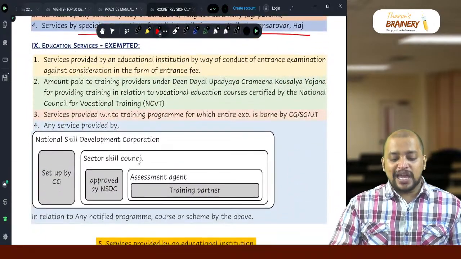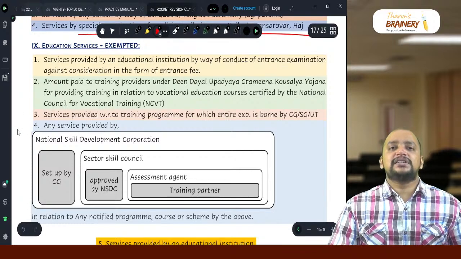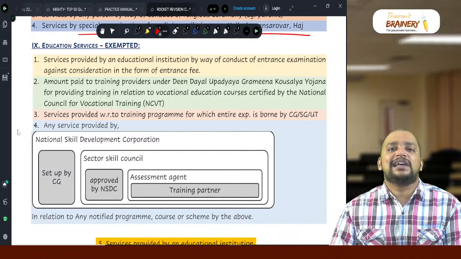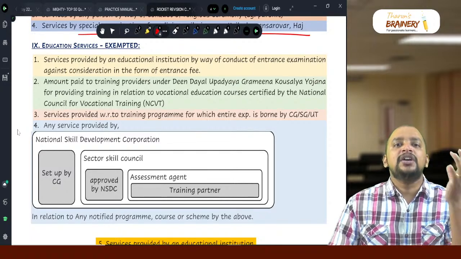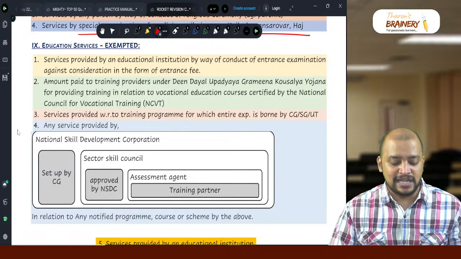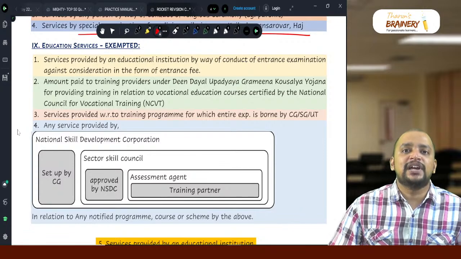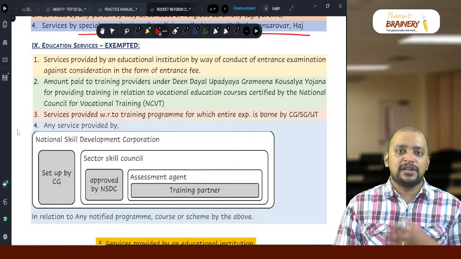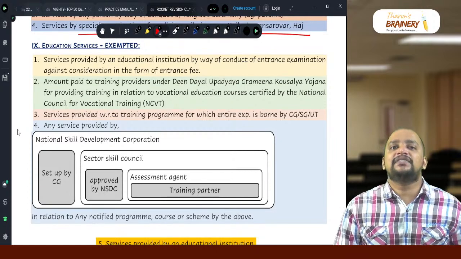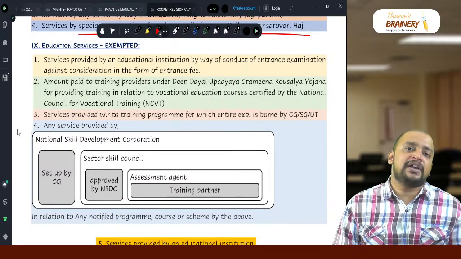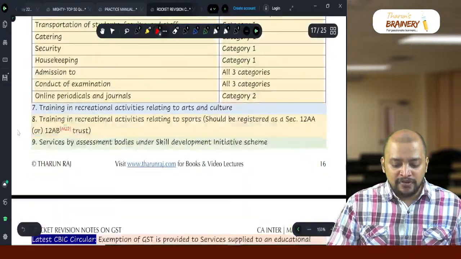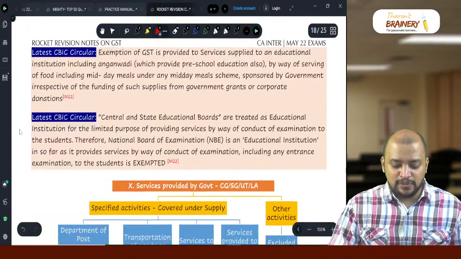Then education services. Education services provided by an educational institution by way of conduct of entrance examination. There is an education institution which will be conducting entrance exam. Whatever money that is collected for conducting entrance exam is exempted. Then there are some training providers under Deen Dayal Upadhyaya Grameen Kaushal Yojana. Under this scheme, they will go to the rural area and they will be providing skill development, for which they will be getting some money from the government, that is exempted.